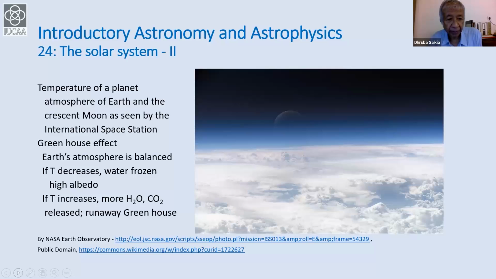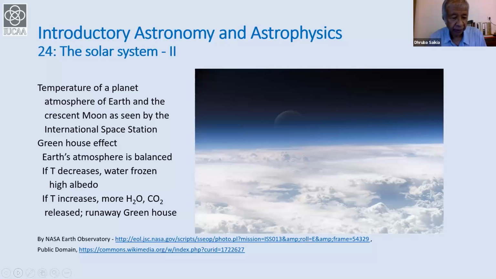But for example, if the temperature increases significantly, there is carbon dioxide which is dissolved in the oceans. There's a huge amount of carbon dioxide. There's also carbon dioxide locked in the rocks. So if these get released with increases in temperature, you could have a runaway greenhouse effect and have a completely uninhabitable atmosphere.